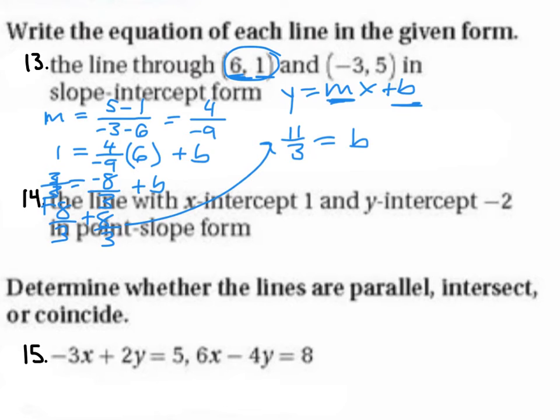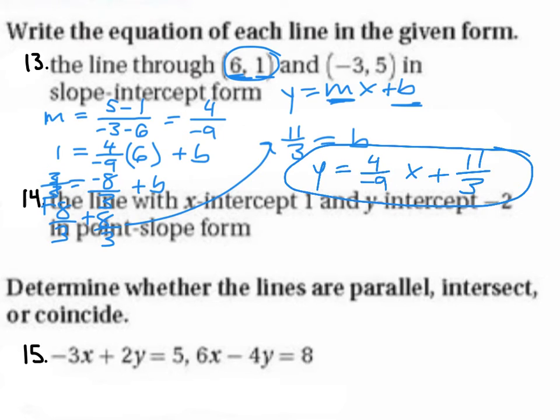So now all we do is plug in our m and plug in our b. So we have y is equal to 4 over negative 9 x plus 11 over 3. So this is our answer in slope-intercept form. Wouldn't b be negative though? Well, we had negative 8 over 3, and we have to add 8 over 3 to both sides to get that to go away. So it becomes positive. Oh, right.